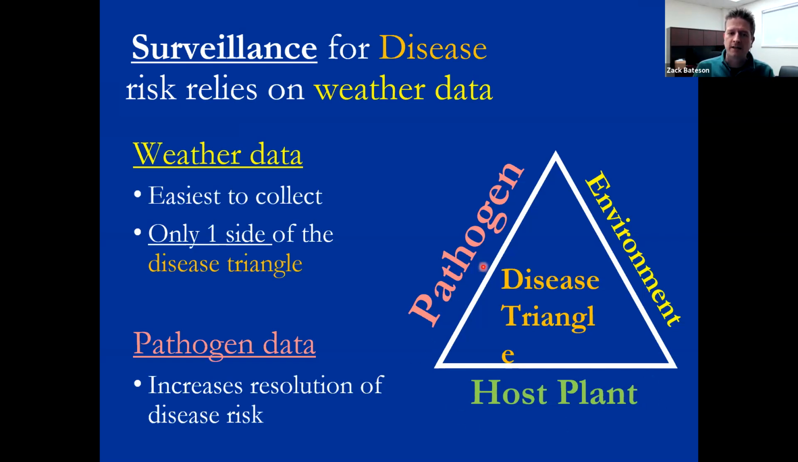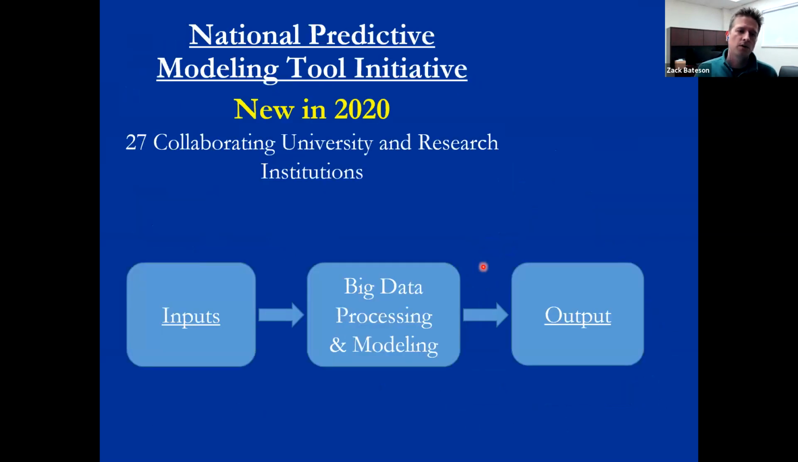But what we're interested in is helping to improve the other side of the disease triangle, and that's amplifying and detecting as well as quantifying the pathogens to increase the resolution of disease risk. And so new to 2020, there's this National Predictive Modeling Tool Initiative that our research group helped lead that currently has 27 collaborating universities and research institutions involved. Essentially, we want to complete that disease triangle for more proactive management tools, these forecasting tools. So we want to provide inputs for big data processing and modeling to occur so we can have these risk models, these forecasting models, for growers to use in more real time.